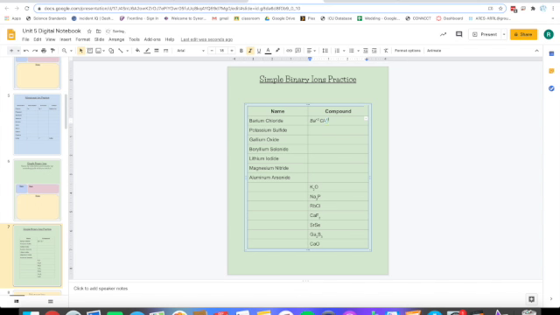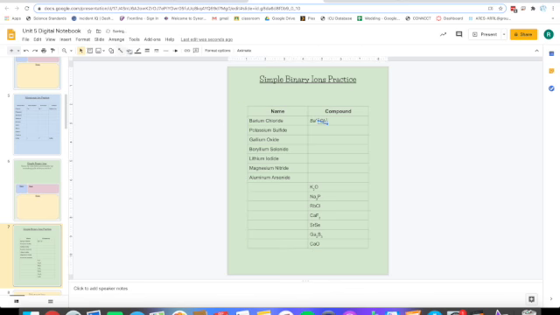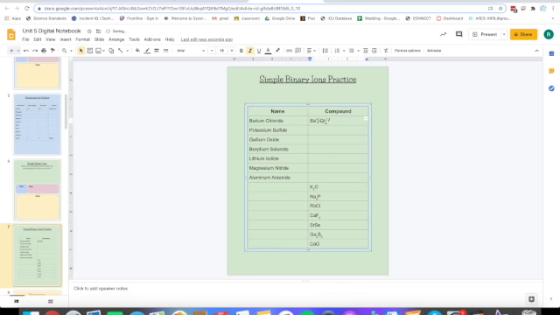So now we need to crisscross those charges. The 2 goes with the Cl, and then the 1 goes with the Ba. So since we know that, our answer would be BaCl2. To make something a subscript, you hit Control, comma. All right, so you'll need to do the rest of those.